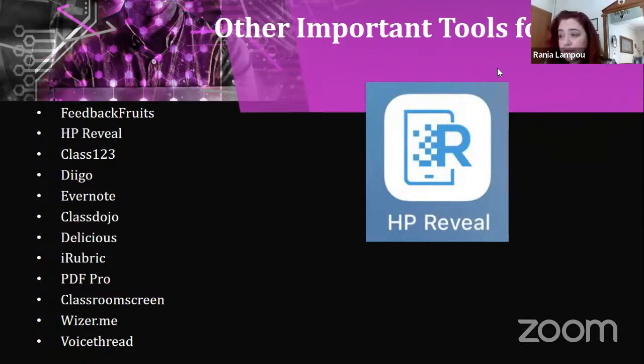Class 123 is a tool for applied classroom and classroom management. DIGO is a knowledge sharing community, a powerful tool for research. Evernote also helps us organize, capture, and share notes from everywhere. Glassdoor is also something that helps us to keep track of activities, homework, and behaviors. iRubric is a comprehensive rubric development, sharing, and assessment tool. Wiser Me and VoiceThread help us send a voice message.